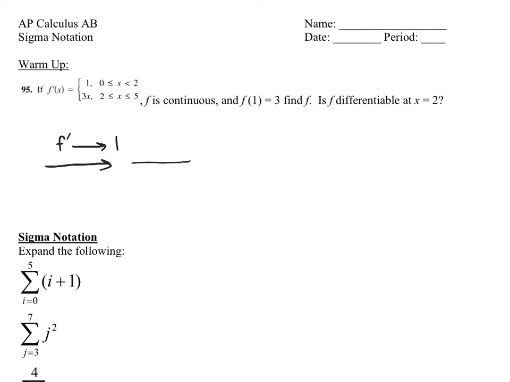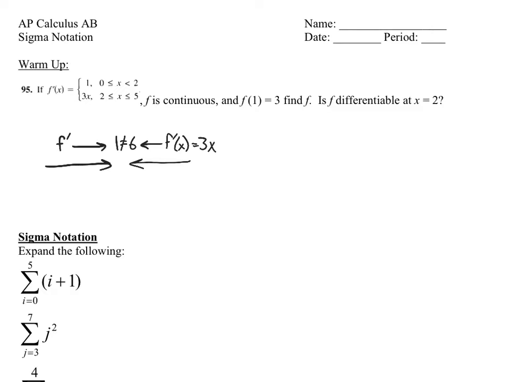As we approach from the right, f prime of x equals 3x, which is 6. This is approaching 6, which obviously is not the same. Notice 2 is the junction here. If anywhere is going to be not smooth, it's going to be at the junction between your pieces, because you have to make sure the derivatives are equal.